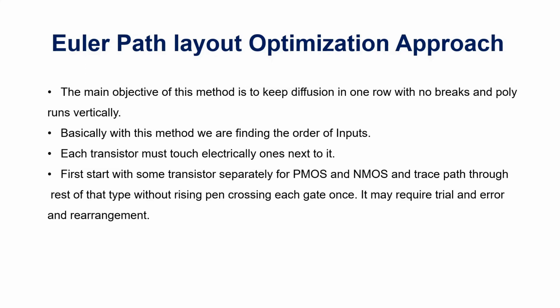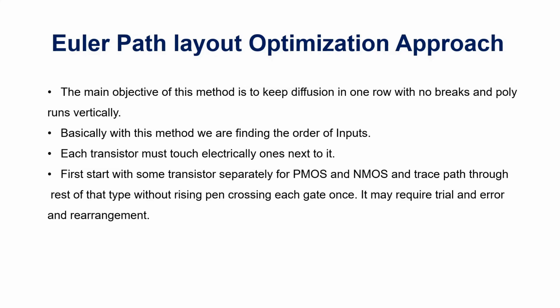So let us see what the approach of Euler path optimization is. The main objective of this method is to keep a single diffusion for PMOS and another single diffusion for NMOS separately with no breaks, and poly runs vertically.